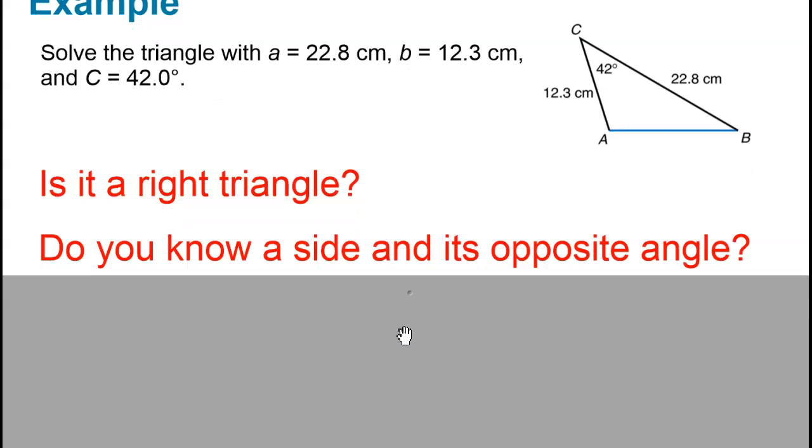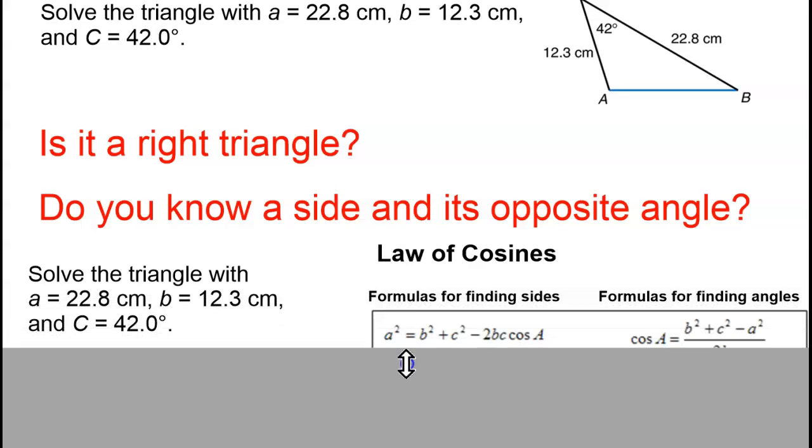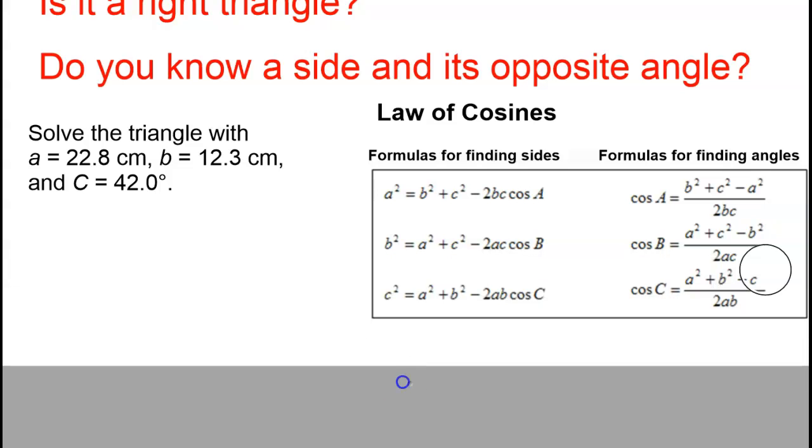Do you know a side and its opposite angle? All right, well, let's see. I know a side. Matter of fact, we're given two sides, a side here and a side here. And the angle is here, but it's not opposite. It's inside of both of those sides, so both of those sides are adjacent to that angle. So no, it does not fit that rule of a side and opposite angle. Okay, that means we're going to use the law of cosines. So let's go ahead and figure this out, and given what we've got, I'm changing my formula sheet.